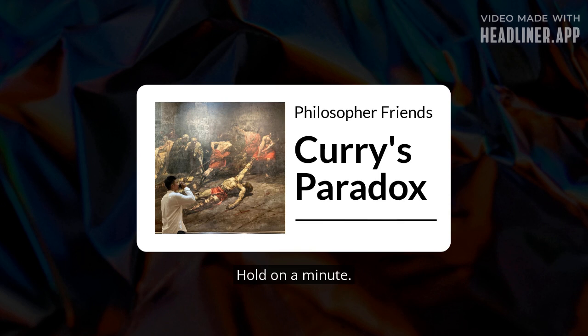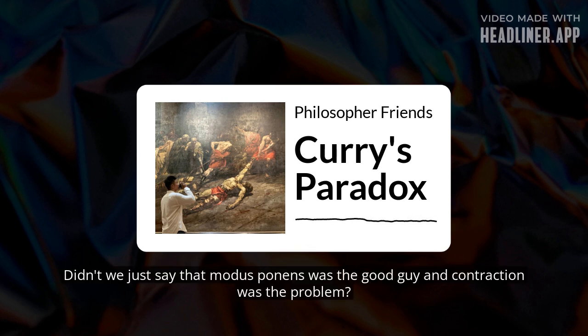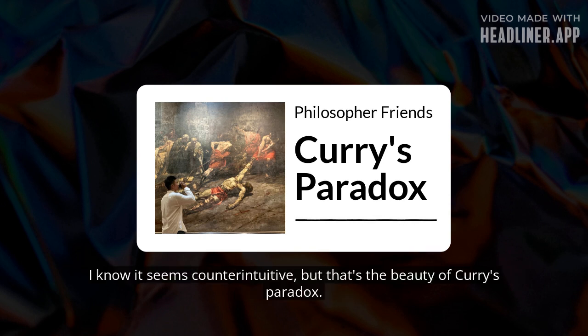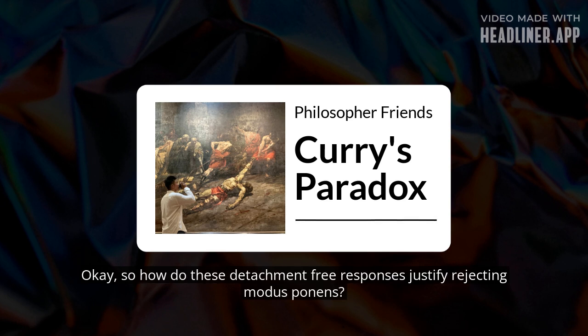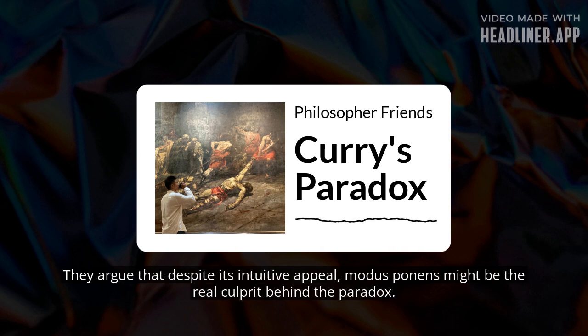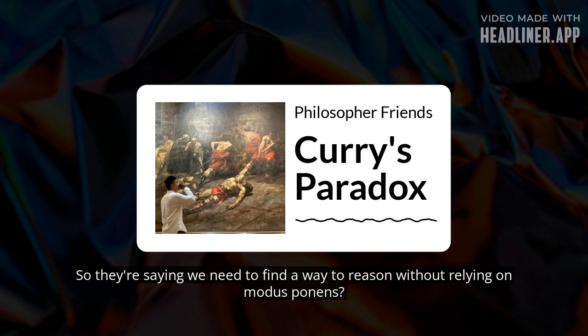Hold on a minute. Didn't we just say that modus ponens was the good guy and contraction was the problem? Now we're switching roles. I know it seems counterintuitive, but that's the beauty of Curry's paradox. It forces us to question even our most basic assumptions about logic. Okay, so how do these detachment-free responses justify rejecting modus ponens? They argue that despite its intuitive appeal, modus ponens might be the real culprit behind the paradox.